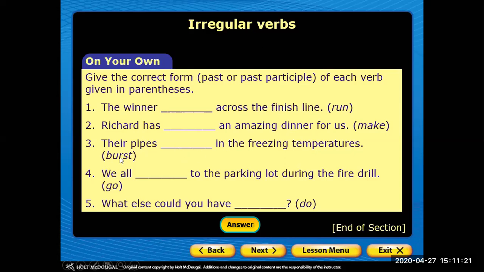Sorry, guys. It has only one type of conjugation, which is burst. It has no regular form. I apologize for the wrong information. So we all went to the parking lot because it doesn't have has, have, or had here. All right. After Mazen, Muhammad Arif. What else could you have done? Excellent, thank you, gentlemen.